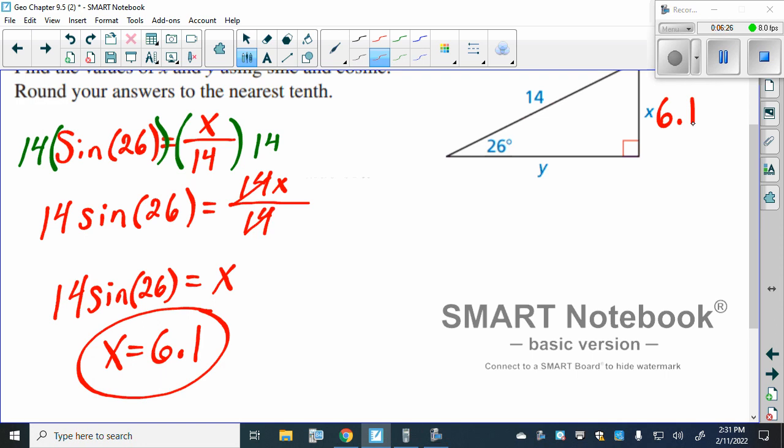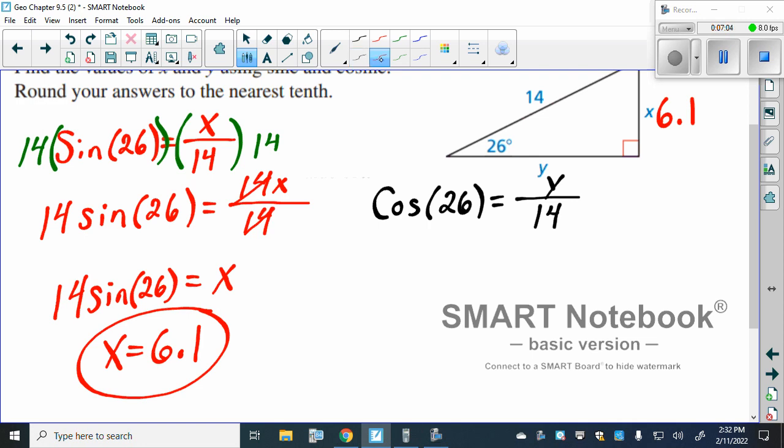So x is 6.1. Now we can use cosine to find the other one. If we look at cosine of 26 degrees, well, cosine is adjacent over the hypotenuse. The side adjacent to the 26 degrees is y, and the hypotenuse is still 14. So if we're given the hypotenuse and want to find the adjacent side, we can use cosine.